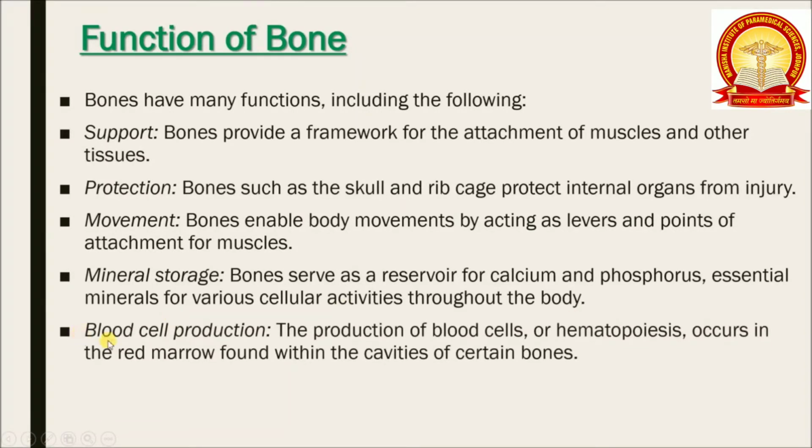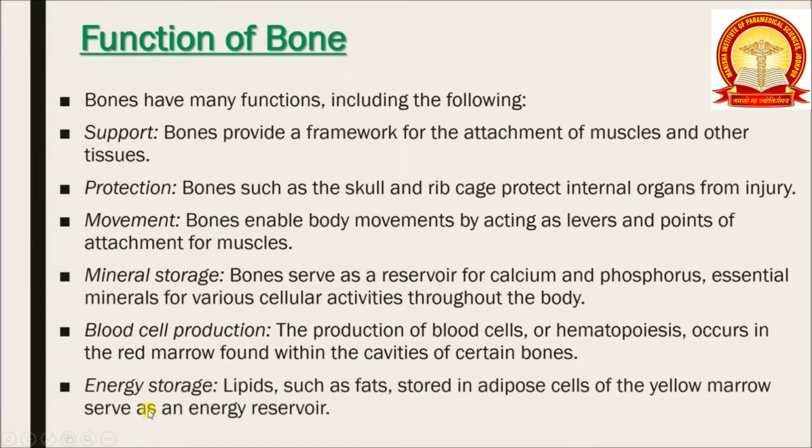And next, blood cell production. The production of blood cells, or hematopoiesis, occurs in the red marrow found within the cavities of certain bones. And last is energy storage. Lipid such as fat is stored in adipose cells of the yellow marrow and serves as an energy reservoir.